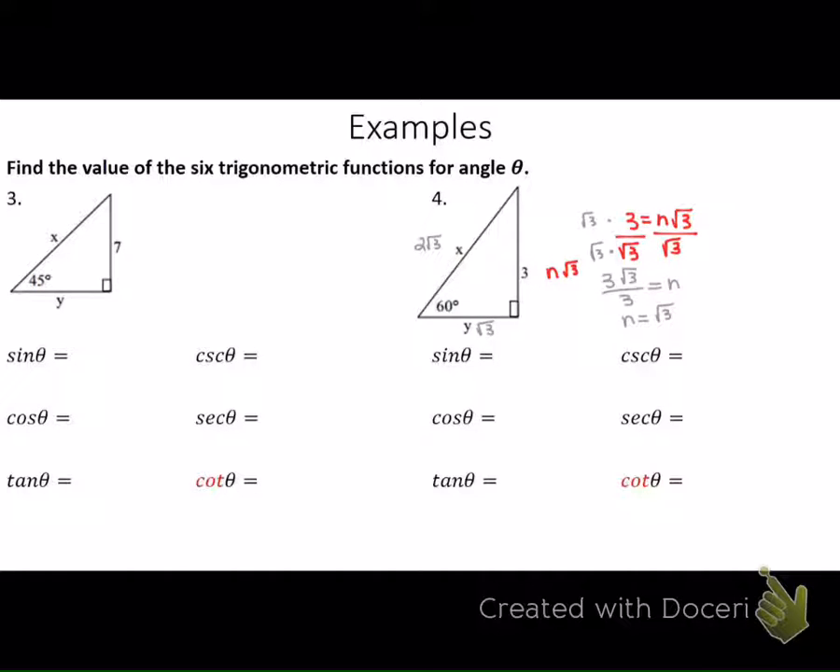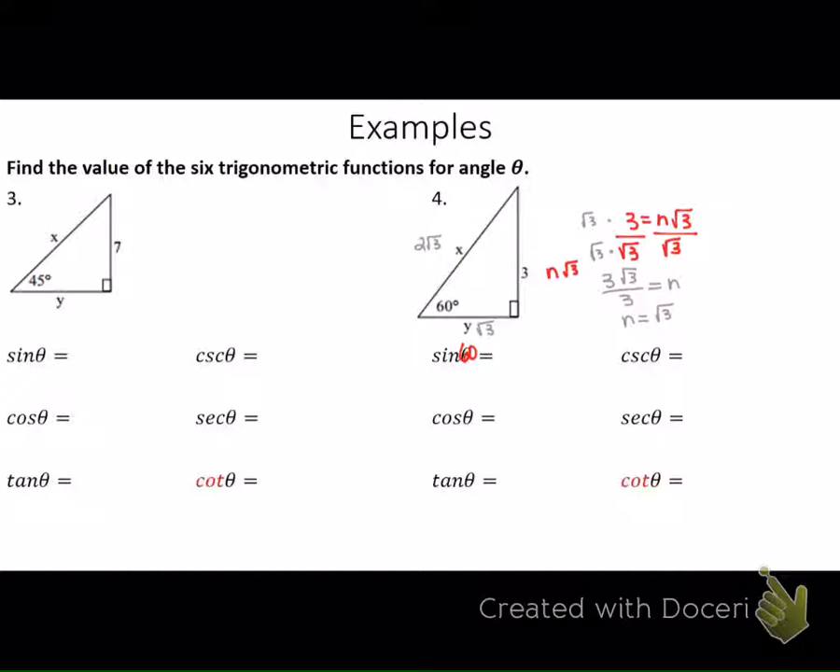So we're going to do it of the 60-degree angle. So I'm going to change this theta to 60. So what is sine of 60? Somebody tell me the sine of 60. So sine is opposite over hypotenuse. So let's focus on that first.